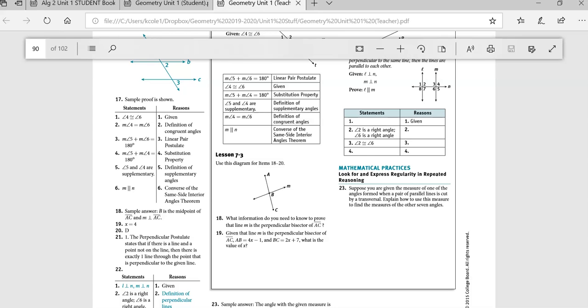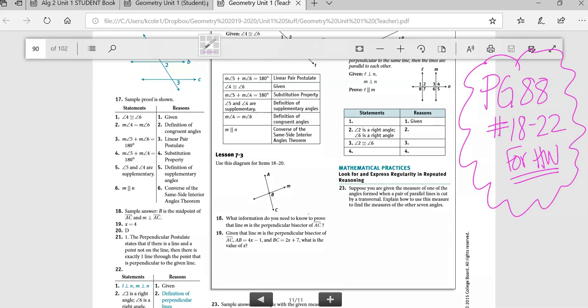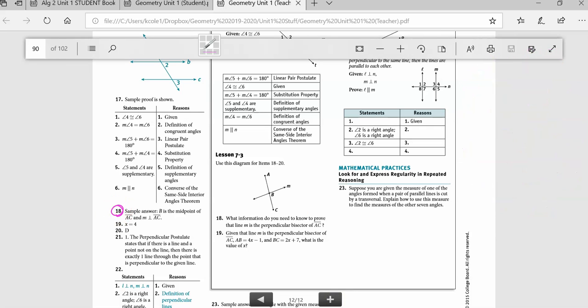Number 18 says, what information do you need to know to prove that line M is perpendicular bisector of AC? Well, you would need to know that B is the midpoint of segment AC and that M is perpendicular to AC. Number 19, given that line M is perpendicular to AC, AB equals 4x, a perpendicular bisector of AC.